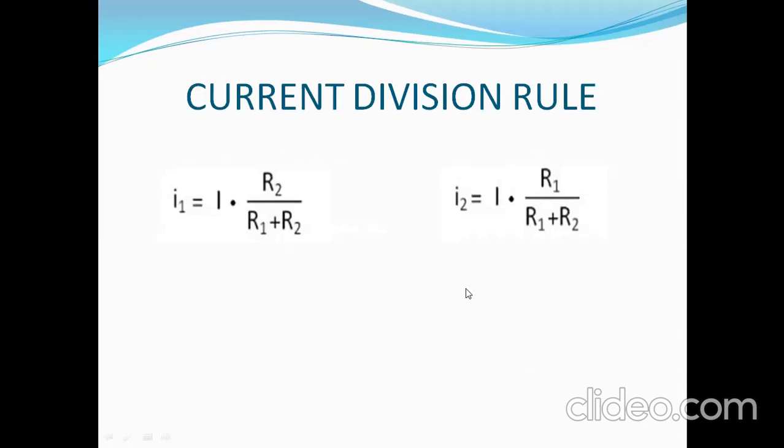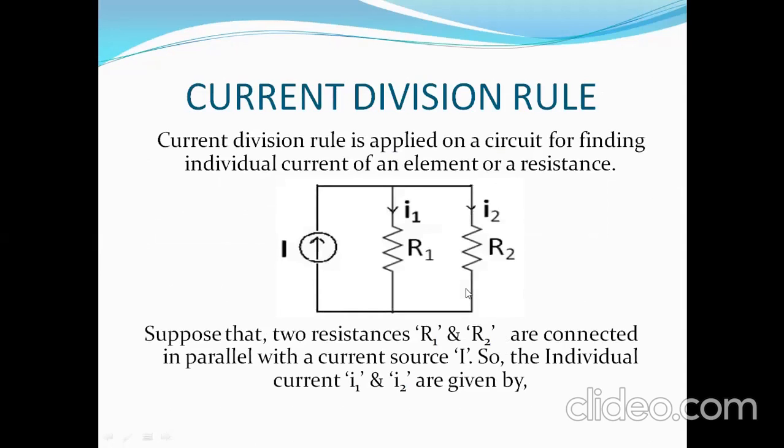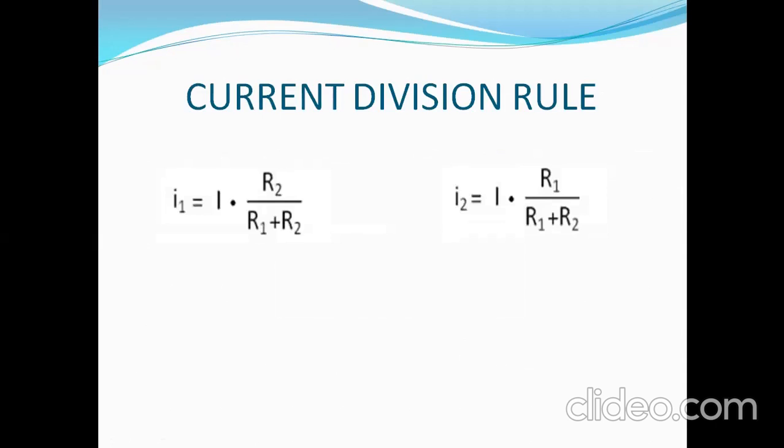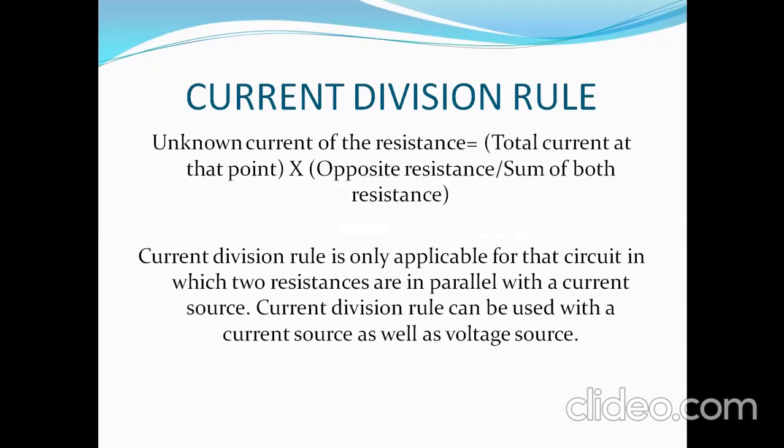In the same way, what is I2? I2 equals I into R1 by R1 plus R2. Now the current division rule: the unknown current of a resistance equals the total current at that point into the opposite resistance, divided by the sum of the resistances. And for this particular formula, we have to remember the current division rule is only applicable for a circuit in which two resistances are in parallel with a current source.